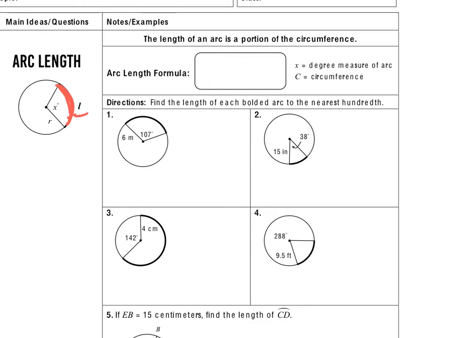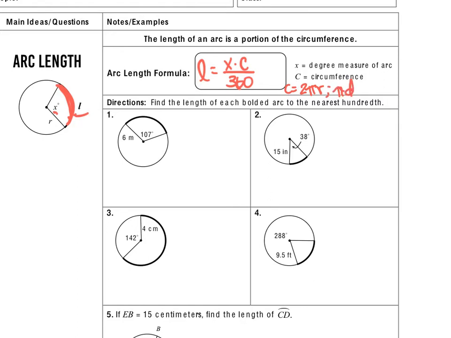In order to find the arc length, we have to use the fact that L is equal to the degree measure, which is X, times whatever the circumference is, divided by 360. The reason we divide by 360 is because 360 degrees is how many degrees are in a circle. So depending on what angle we're given, that portion is what we're trying to find for the arc length, keeping in mind that the circumference is equal to 2 pi r or pi d, depending on if you're given the radius or the diameter.